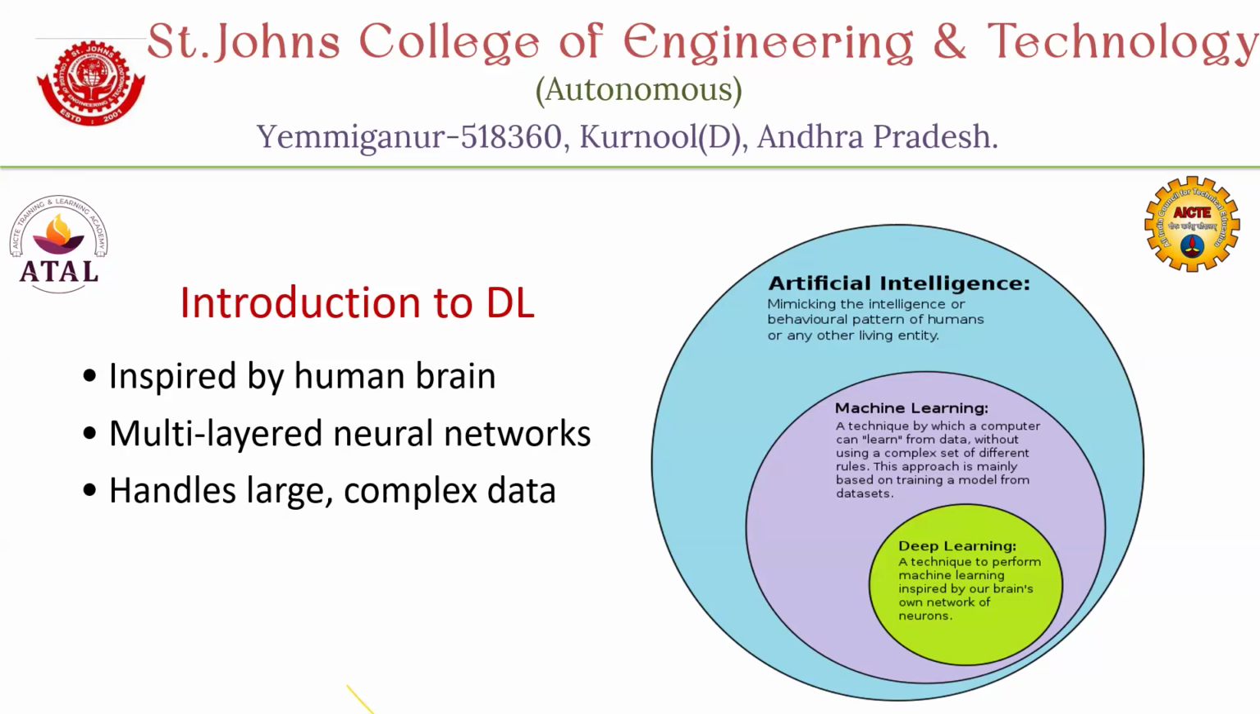So here, deep learning is a part of machine learning, and machine learning is a part of artificial intelligence. Artificial intelligence mainly concentrates on how to mimic human intelligence. Machine learning is a technique which makes a computer or a machine learn from the given data. And deep learning is a technique to perform machine learning inspired by our brain's network. In the brain, we have different types of neurons, and with those neurons it is handled.